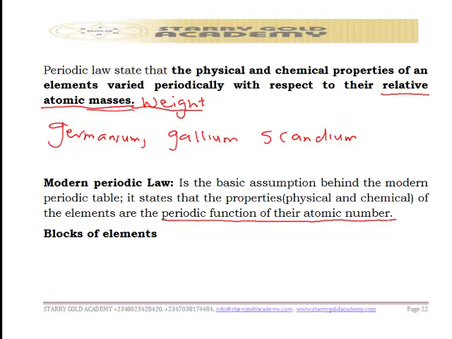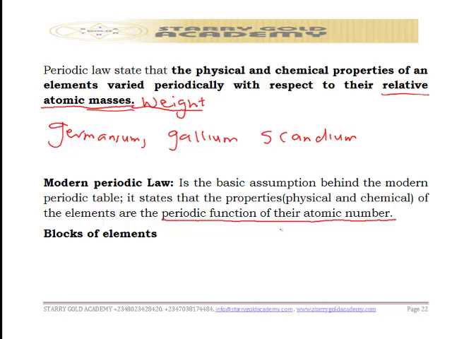So the modern periodic law was based on what? Their periodic function, like the words I've underlined here, the periodic function of their atomic number. So that was its arrangement on the periodic table.